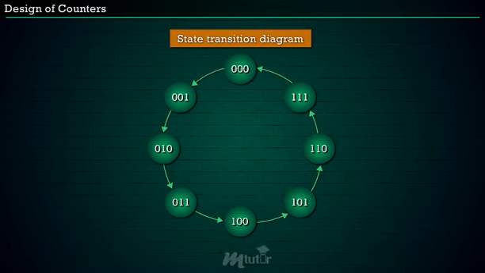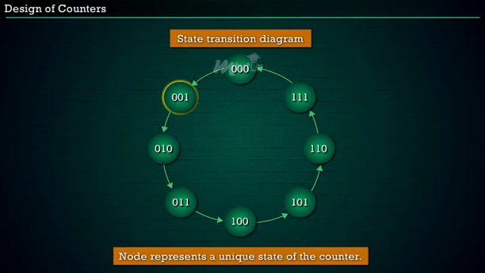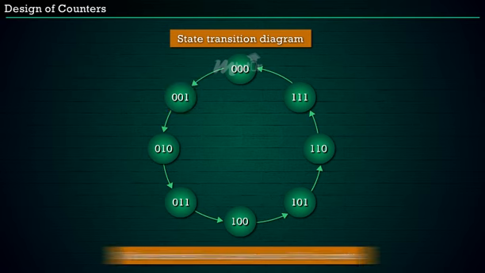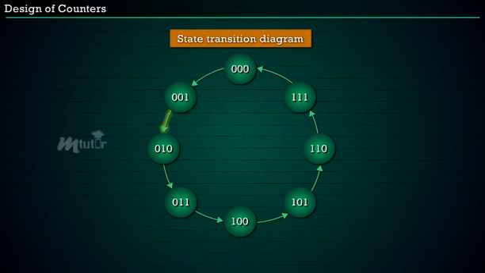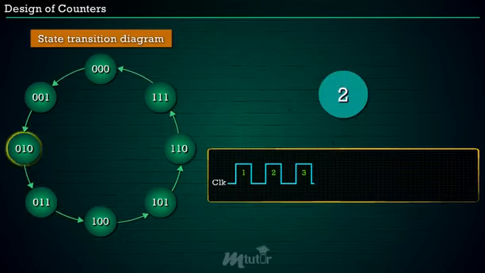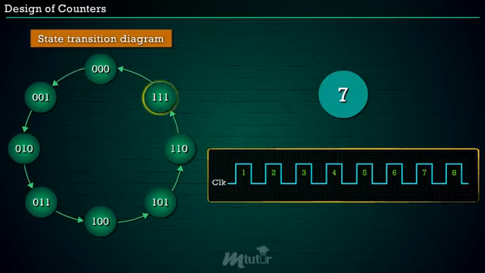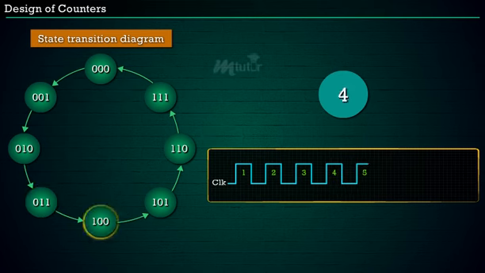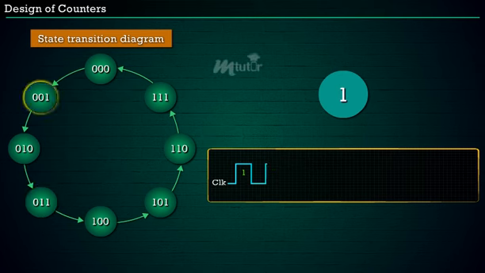It is a graph with nodes and directed arcs, in which each node represents a unique state of the counter, and a directed arc connects two nodes representing the present state and the next state. If the counter is in the state at the tail of the arc, it will advance to the state at the head of the arc at the next count request.